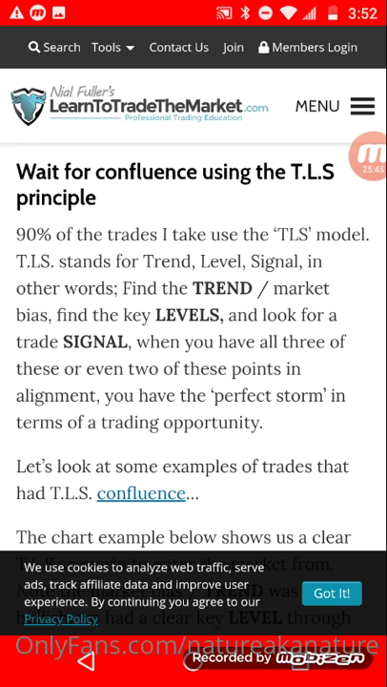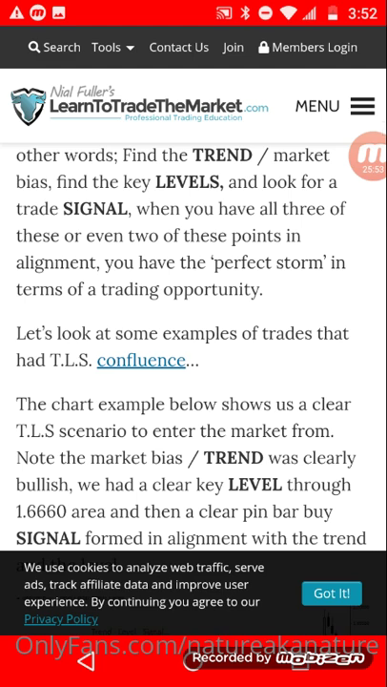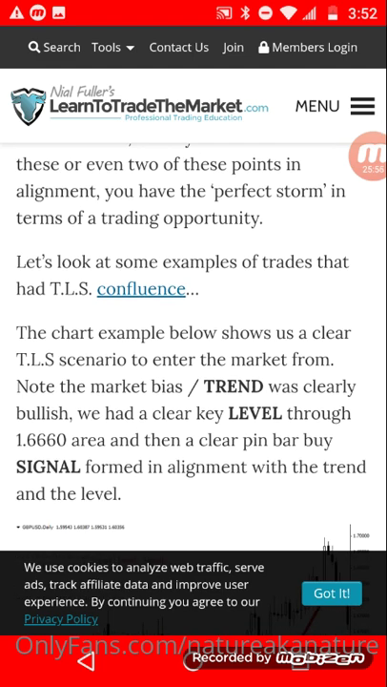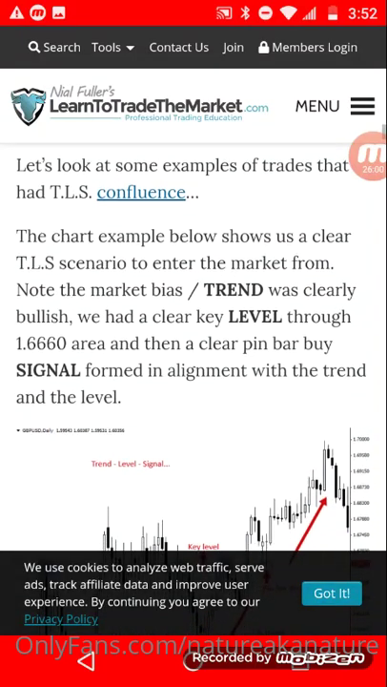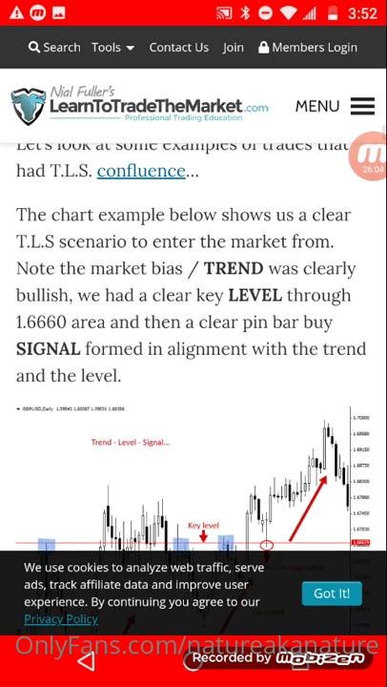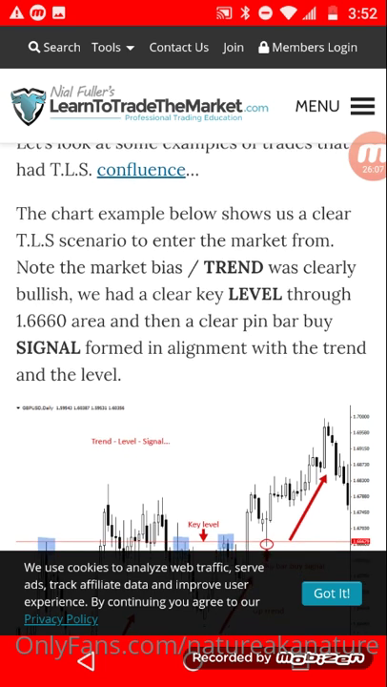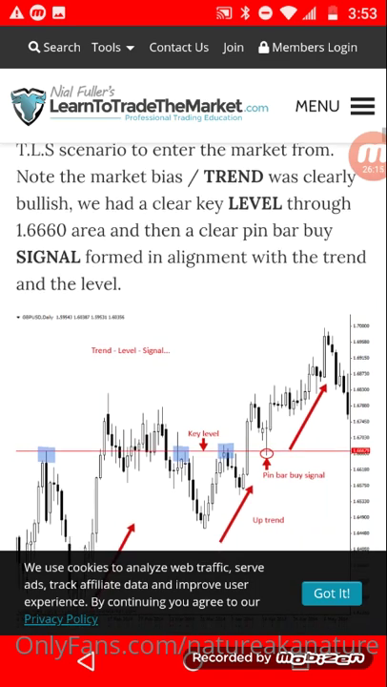So the TLC is the trend, the level, and the signal. So the trend was clearly bullish. Bullish means uptrend, bearish means downtrend. So it was clearly bullish. The key level was 1.660, and the signal was formed on the key level, which you can see right here. It formed a hanging man. Okay, hanging man is formed.